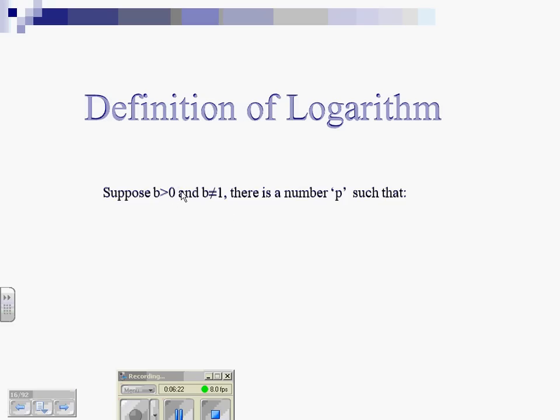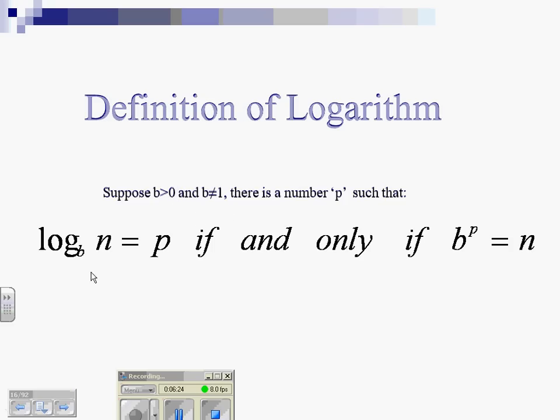Suppose b is greater than 0 and b cannot equal 1. There is a number p such that the log base b of n equals p if and only if b to the p equals n. All right, that is your basic definition of what a log is. That should be in your notes.